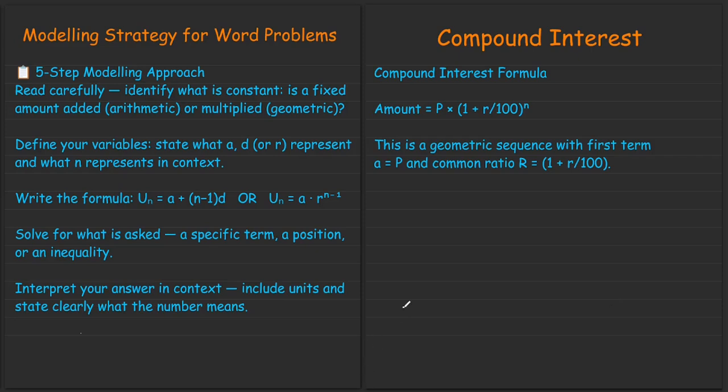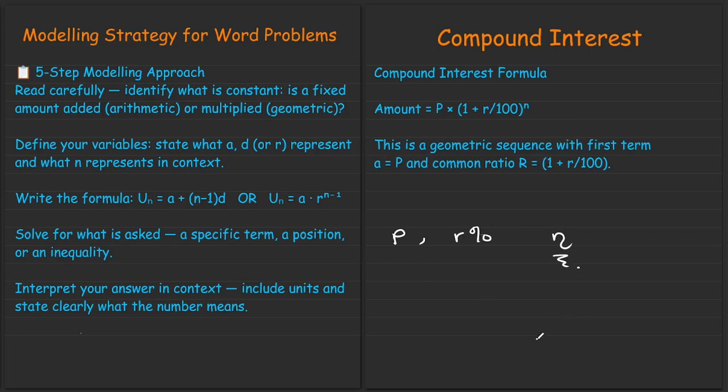So if you invest a principal P and you are given a rate of R%, after a period of n years, then the amount that you accumulate is what? Your principal, then times into bracket 1 plus the rate over 100, all to the power n. That is your formula for what? Compound interest. And this is a geometric sequence.